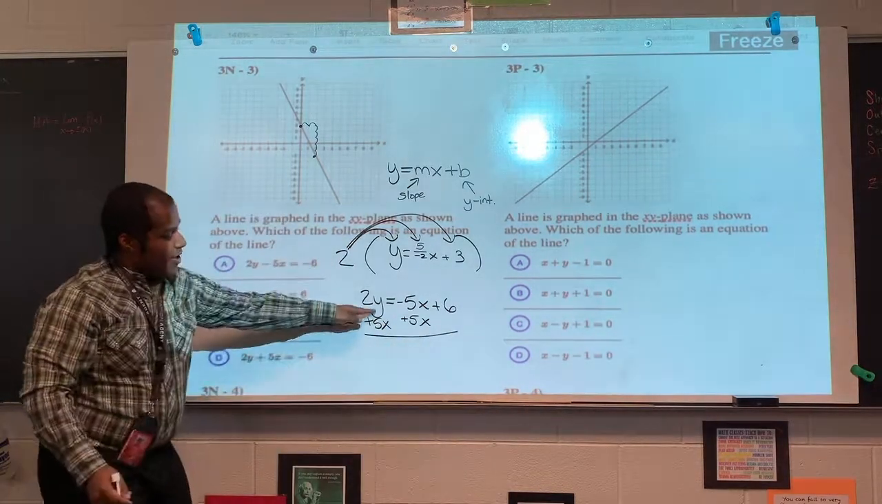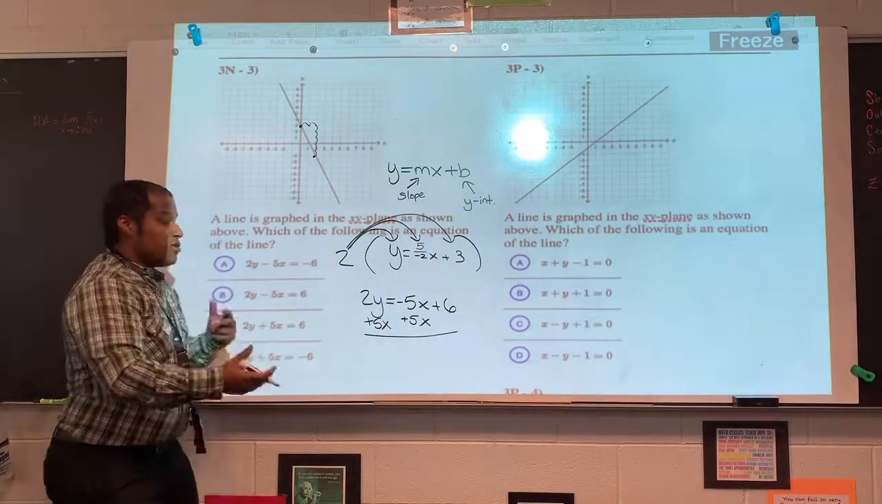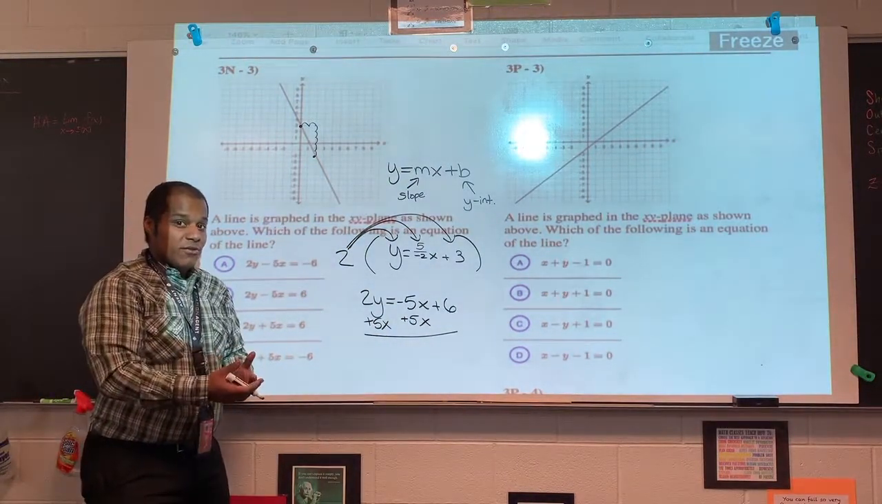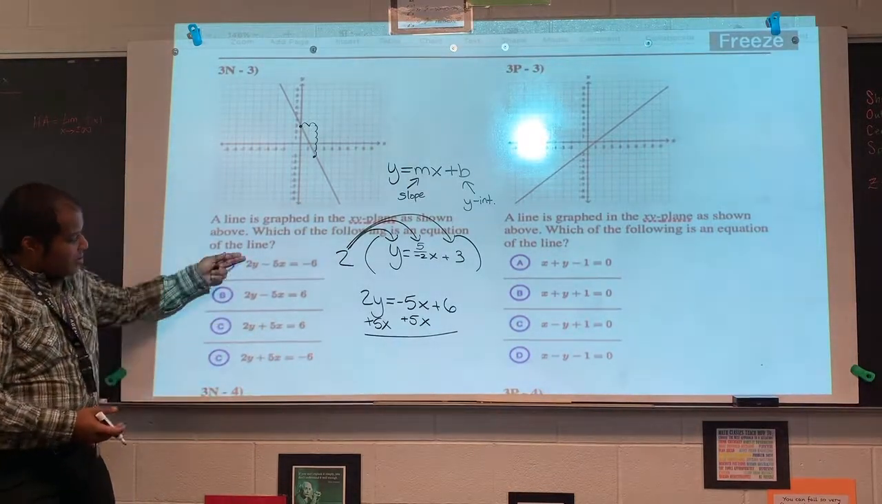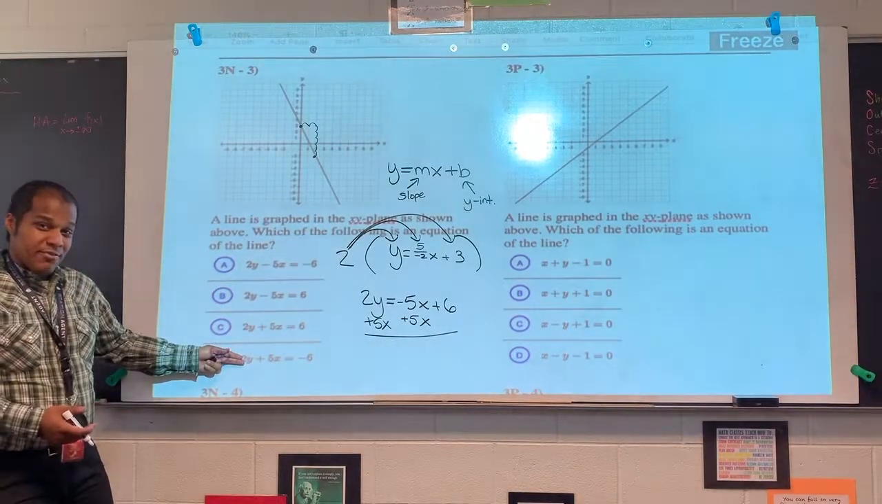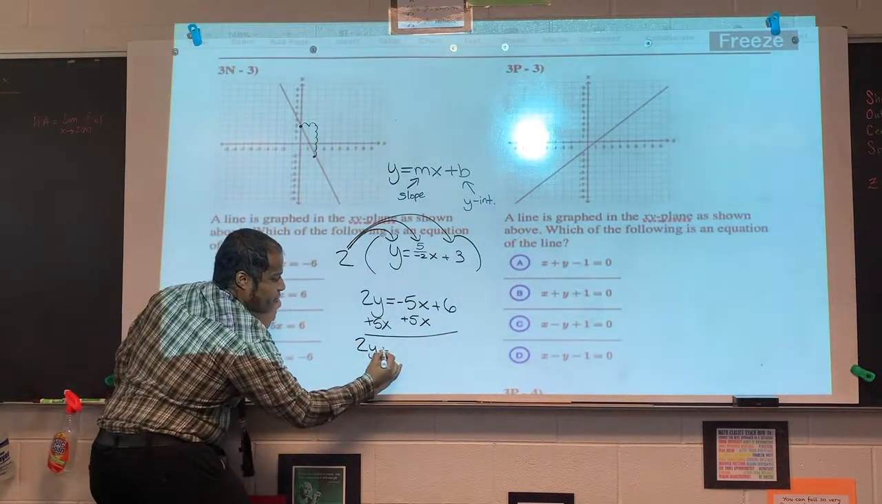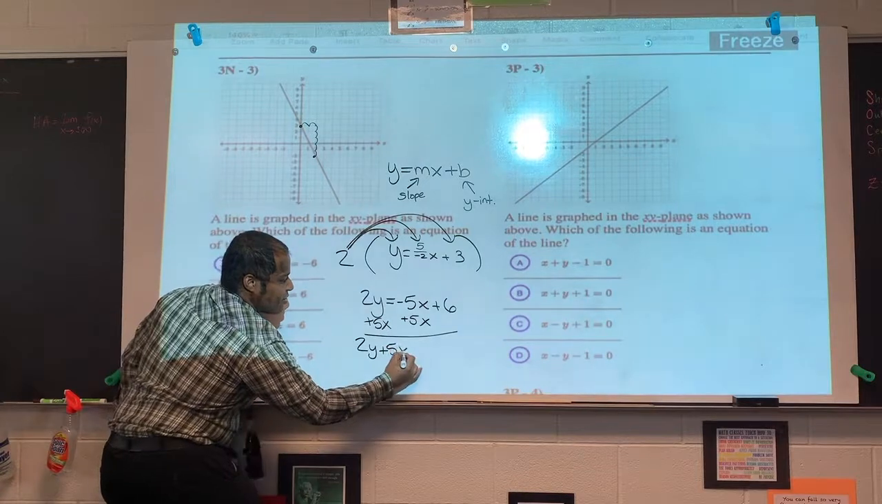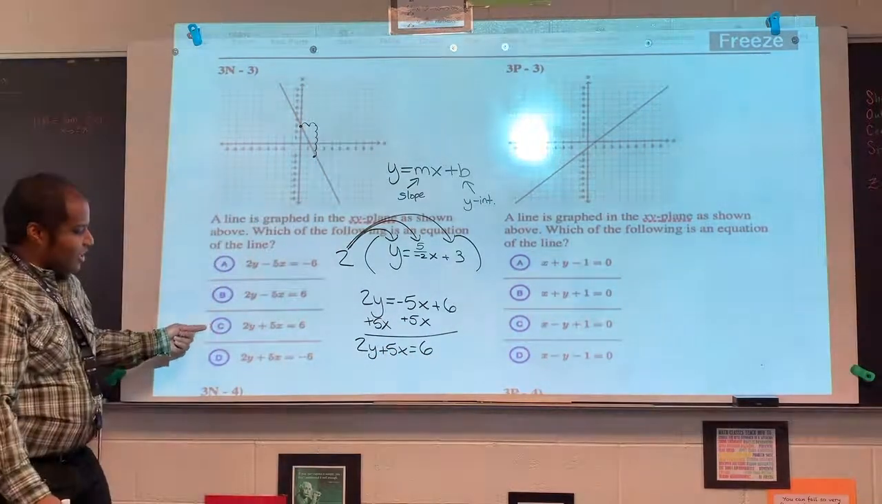Now, 2y and 5x are not like terms. We cannot combine them together. So when we write them, they'll be next to each other. And again, looking at my multiple choice options, it looks like I should write my y first. So I'll write 2y plus 5x equals 6. And that looks like it's option C.